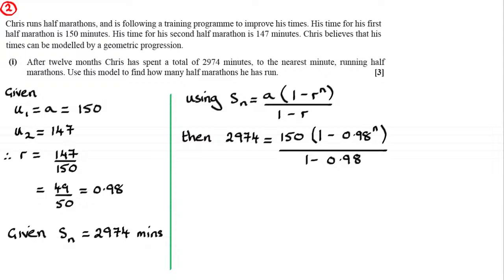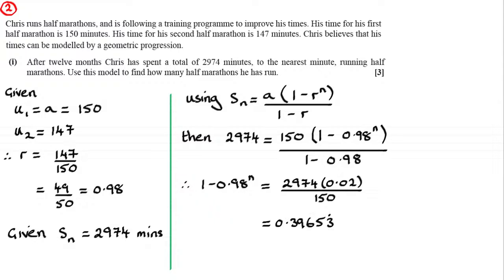Need to rearrange it. Many ways you can rearrange it. I've made the 1 minus 0.98 to the power n the subject, just by doing 0.02 in the bottom here, multiplying it by both sides and dividing both sides by 150. Then I worked out this result, took it away from 1, and that would equal the 0.98 to the power n. And you should find that 0.98 to the power n comes out at 0.60346. I got a dot over the top because that would be 6 recurring.